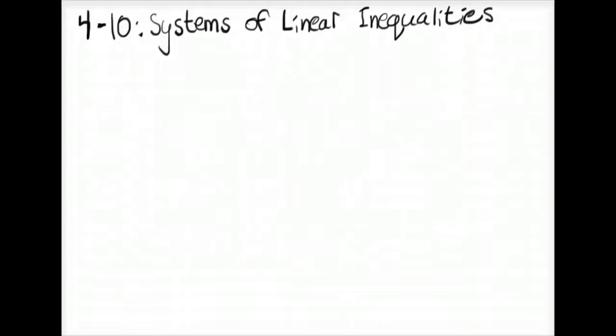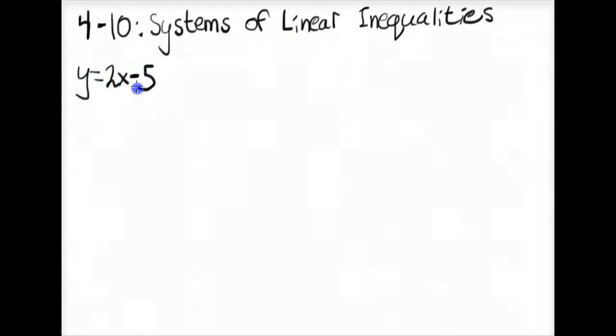So we've talked about the concept of a system of more than two equations with more than two variables, but in this section we're going to talk about this applying to inequalities. So for example, let's start with just the linear graph y equals 2x minus 5.